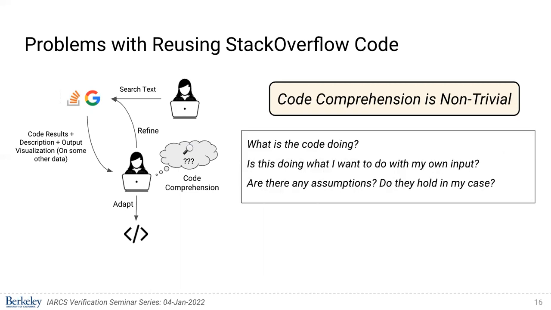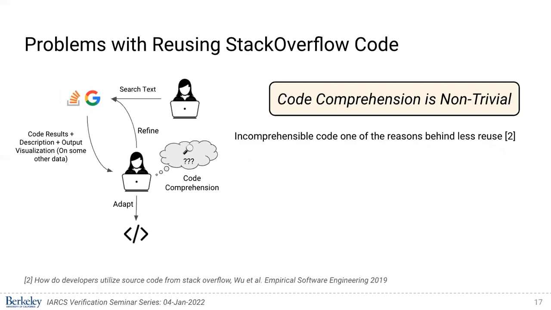Code comprehension doesn't need too much justification to say it can be non-trivial, because if the code is large or if it involves many unfamiliar functions, it may be difficult to understand what exactly is going on and to figure out the assumptions that need to hold for the code snippet to work in, say, your setting, if you're trying to repurpose it. And as another study on how developers utilize code from Stack Overflow found, incomprehensible code is one of the main reasons behind less reuse of snippets from forums such as these.